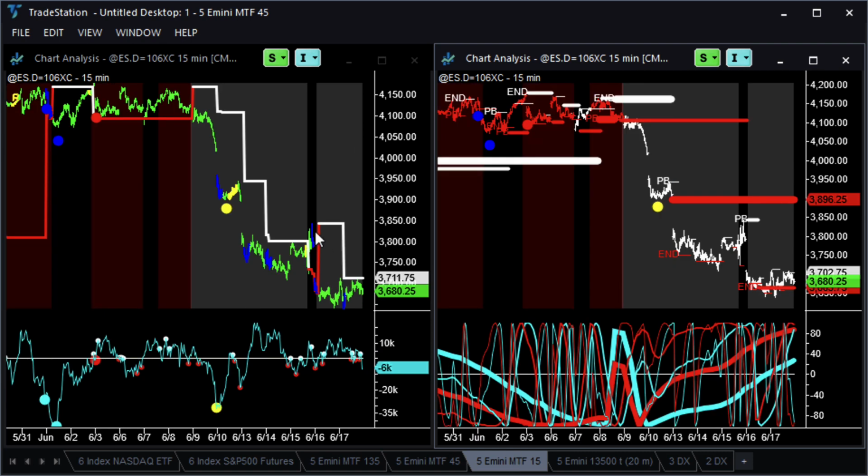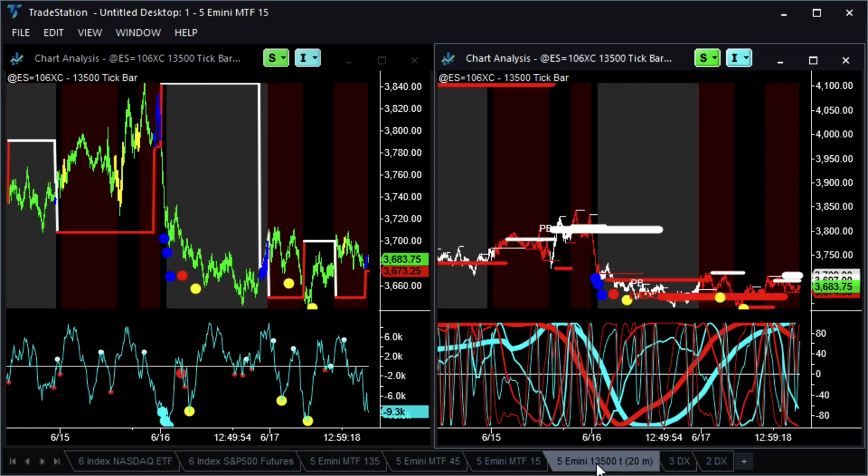What do I see on the 15-minute chart? Blue professional bars down here, weak selling going on. So there's a lot to say that we're starting to catch. And then the lowest time frame I look at is the 13,500 tick bar chart, which is roughly equivalent to a 20-minute chart here.